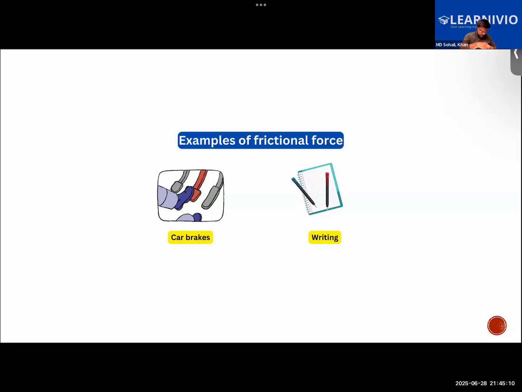So it provides friction to hold objects. Yeah, give me 1 minute. I need to just throw this water, and 1 minute.